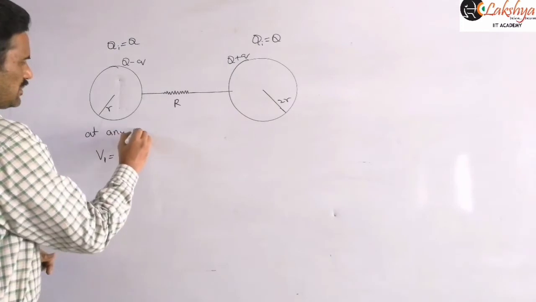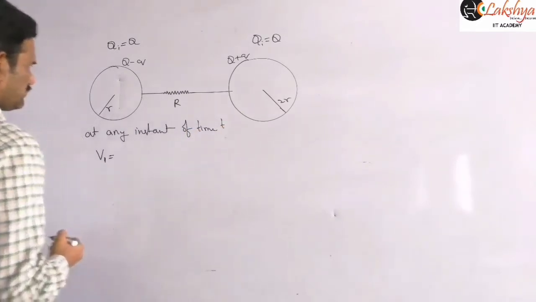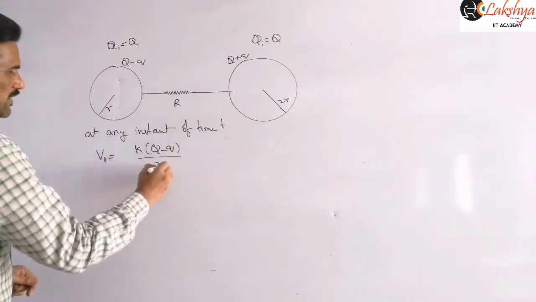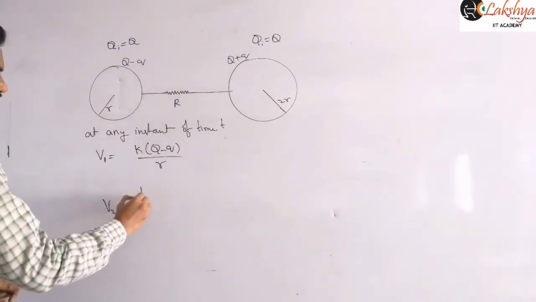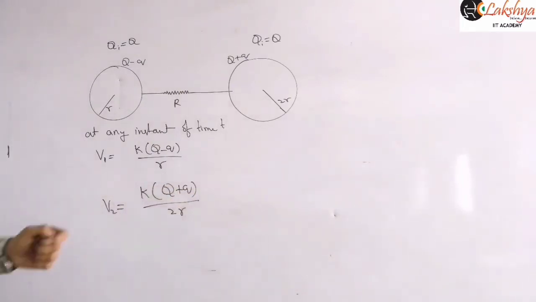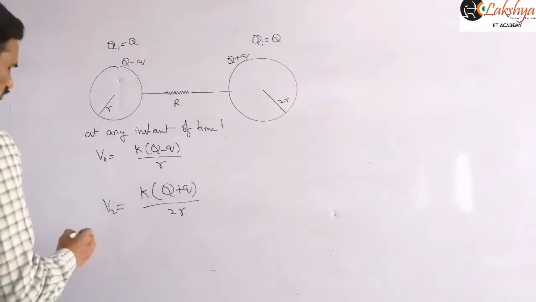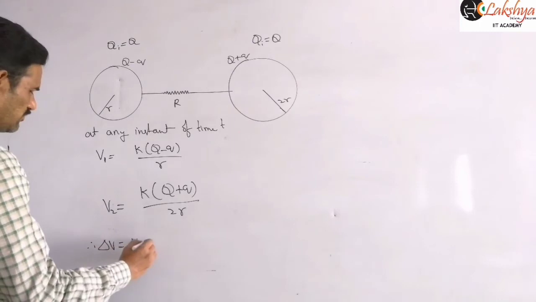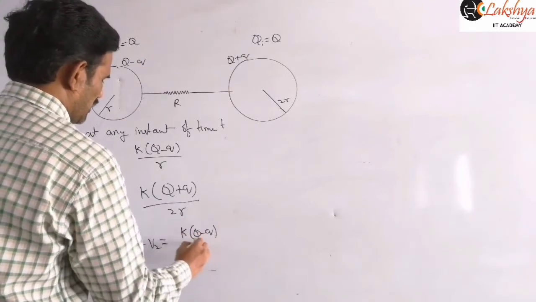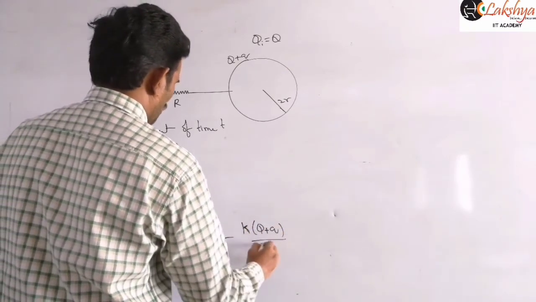Then at any instant of time t, V1, the potential of this sphere, we can write as k of (Q minus q) by r, and the potential of that sphere, V2, as k of (Q plus q) by 2r, right. We need to write the potential difference between them, because that potential difference should be equal to IR according to Ohm's law. Therefore, the potential difference delta V is equal to V1 minus V2, which is K into (Q minus q) by r minus K into (Q plus q) by 2r.